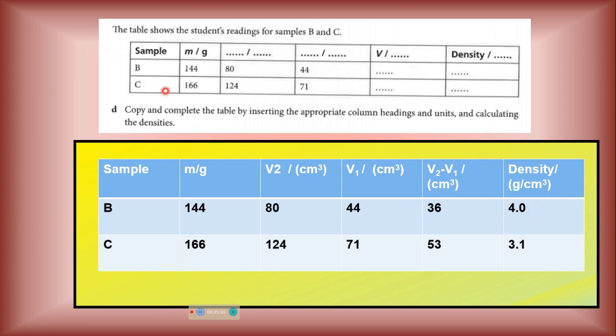Similarly, for rock sample C, V2, which represents volume of water plus rock sample, is 124, V1 is 71, V is V2 minus V1, 124 minus 71, and density is mass per unit volume, 166 divided by 53, it is 3.1 gram per centimeter cube.